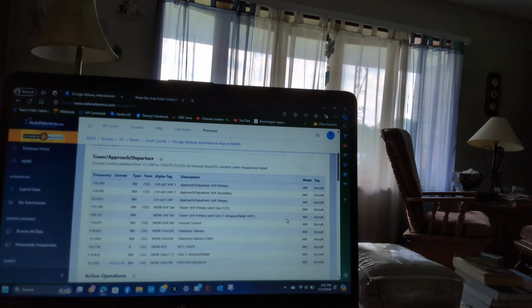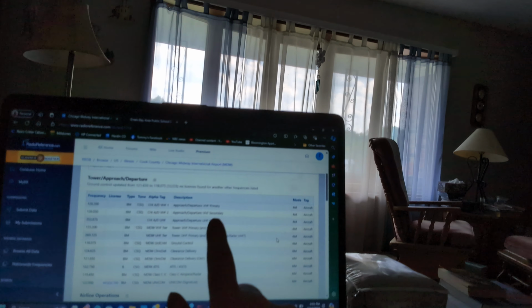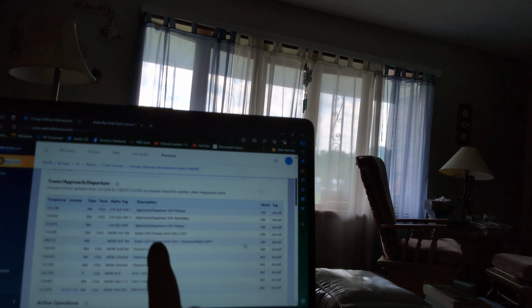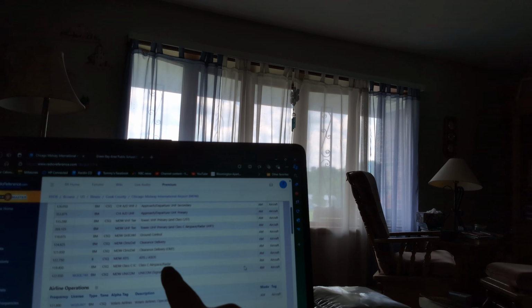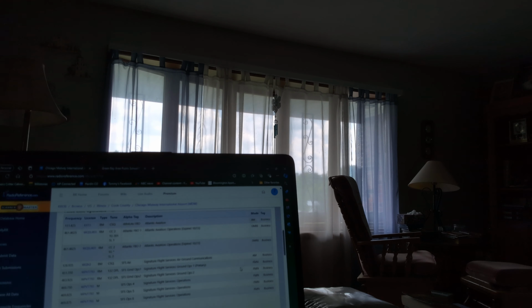If we go on down and click on Chicago Midway again, they've got VHF primary, VHF secondary, tower, and approach for the Class C airspace. They've got clearance delivery, which one of these is the old one. They've got the Class C airspace radar. They've got Unicom, which a lot of these are really important for an airport to use.